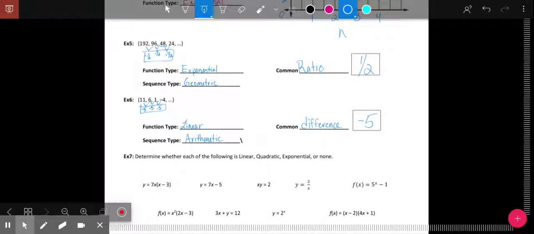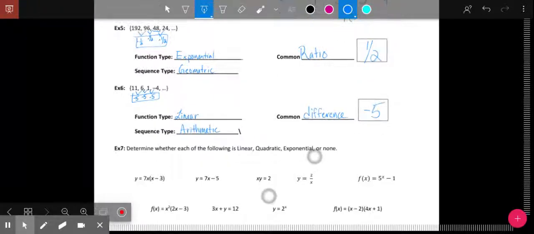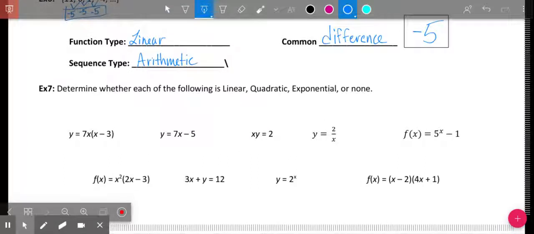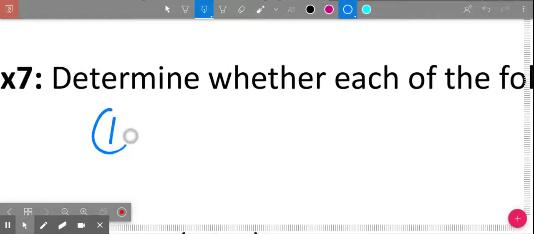Alrighty, last one, number 7. It says determine whether each of the following is linear, quadratic, or exponential, or none. Okay, so we're just going to go through a few of these. We probably won't get through all of them, and that's okay. So the thing with this is that you always have to simplify first. So step 1, simplify first.